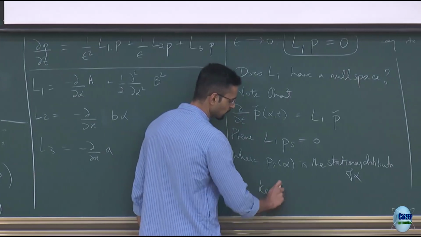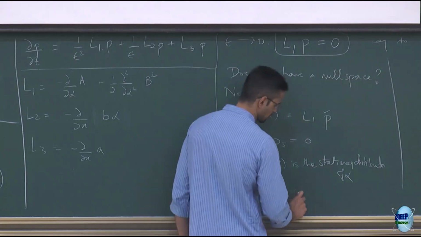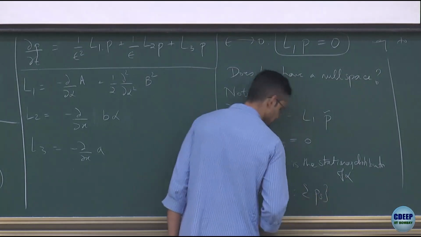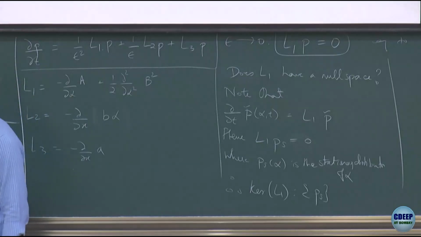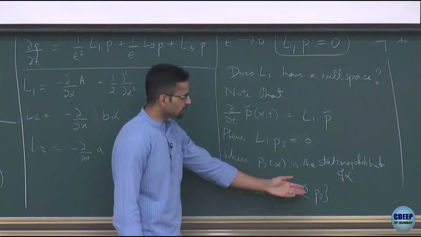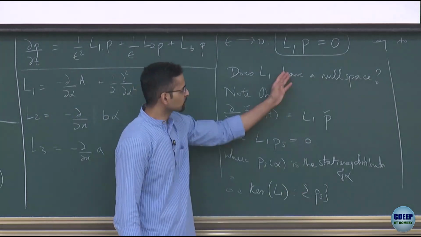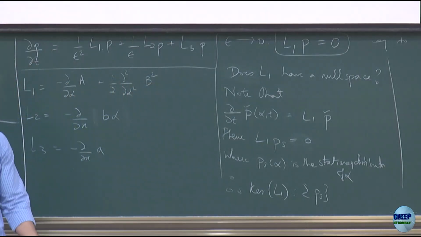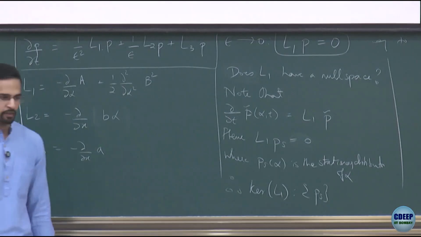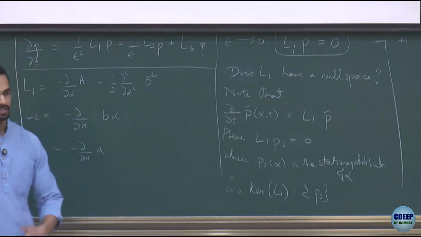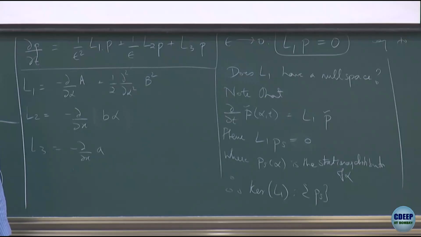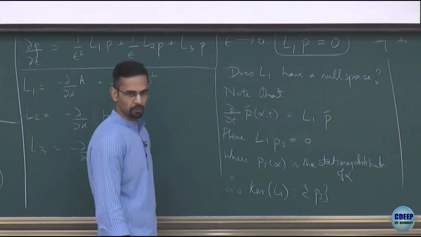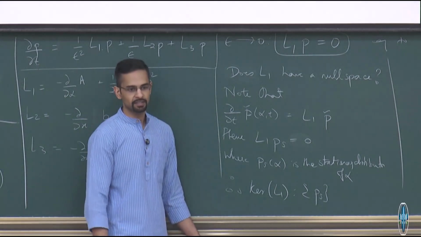Therefore, the kernel of L1 is not empty. It is spanned by PS. Now, of course, in terms of actual PS, I will normalize it so that the integral of PS is 1. But in terms of general operator theory, any constant multiplying PS is also in the null space. So PS just spans the kernel. But I know it's also one-dimensional because there will be some unique stationary distribution of alpha. It is not that I'm going to have a multi-dimensional null space. That's because of what alpha is. It's a Fokker-Planck operator of the stationary process alpha.